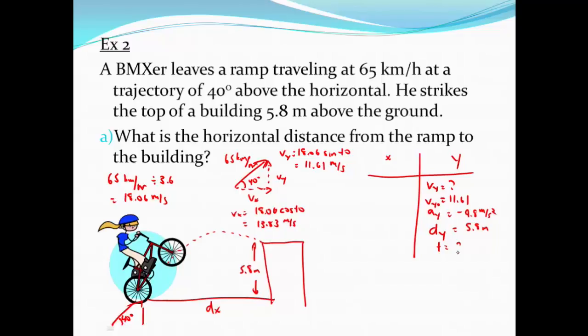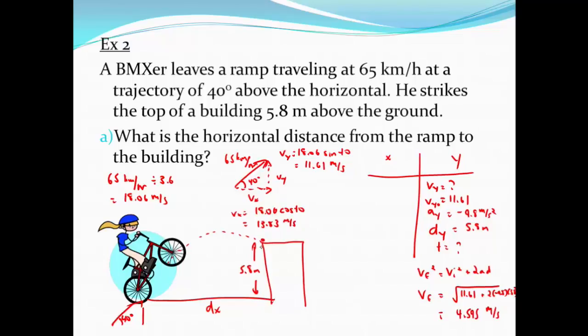So the first thing I need to do is find the final velocity that it's traveling when it gets to that point. And there's something I want to point out: we're going to be using the equation Vf squared equals Vi squared plus 2ad. So Vf equals the square root of 11.61 plus 2 times negative 9.8 times 5.8. And that's going to give us a final value of 4.595 meters per second.